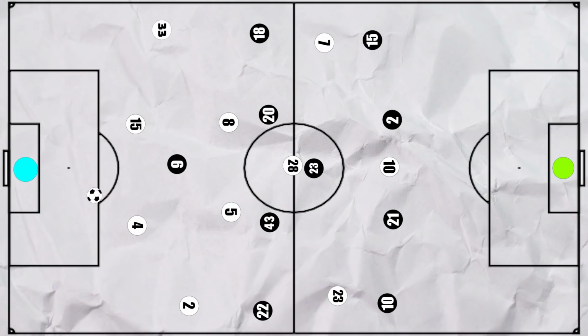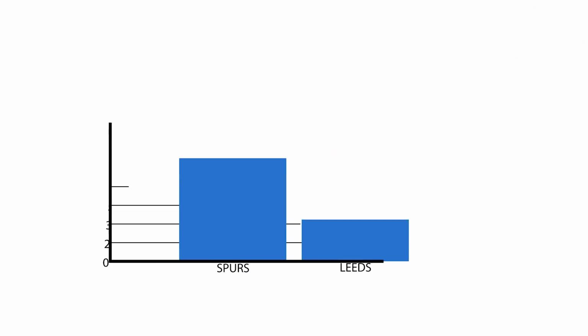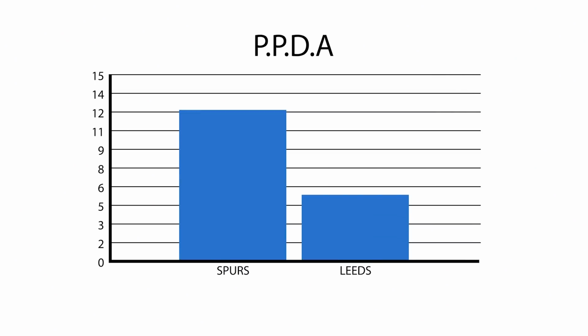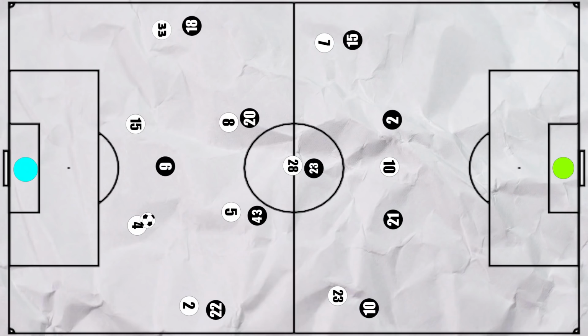Even when Spurs got the ball into feet early on, Leeds were as front foot as always in the press. They ended with a passes per defensive action of just 5.35 compared to Spurs' over 12. They would generally go man-to-man around the pitch, with Bamford mainly cutting the passing lane as well.